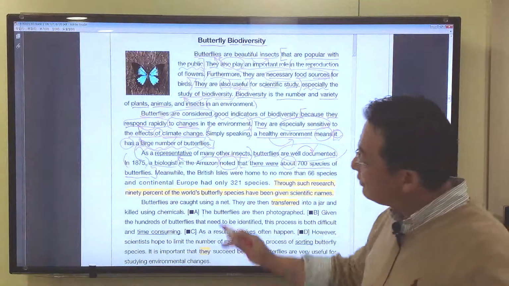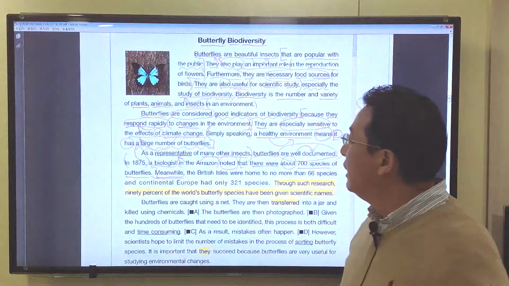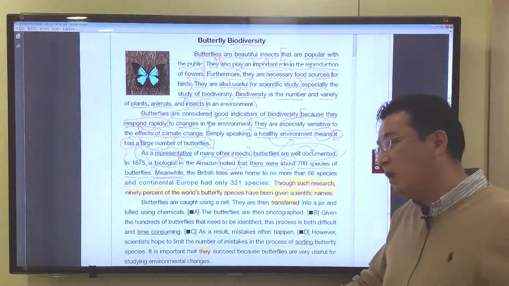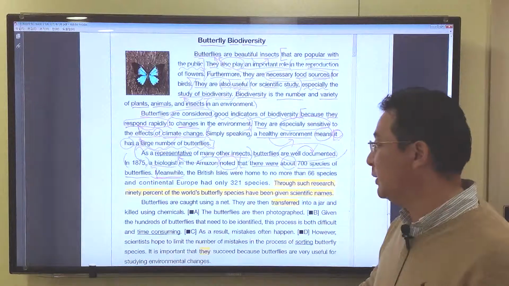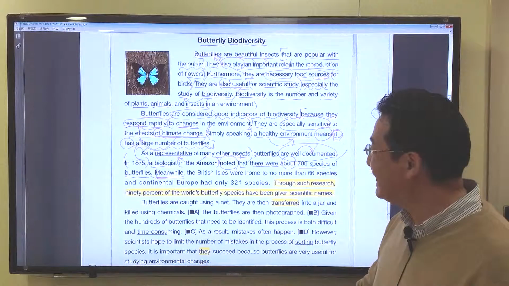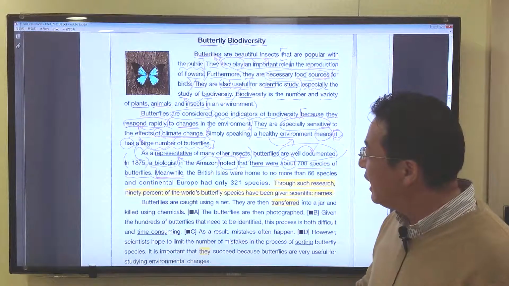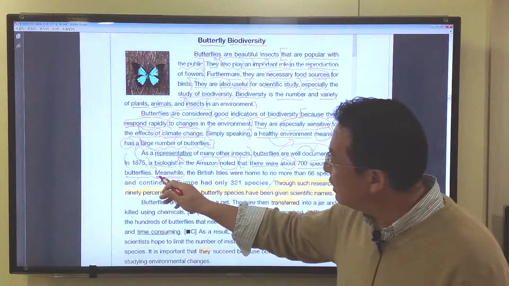Meanwhile, 그런 동안에 이 말이죠. 그죠? 그런 동안에, meanwhile, 그런 동안에도 되고요. 그런 반면에 이런 말도 됩니다. 그죠? The British Isles were home to no more than 66 species and continental Europe had only 321 species. 자, 이때 meanwhile은 그런 반면에겠습니다.